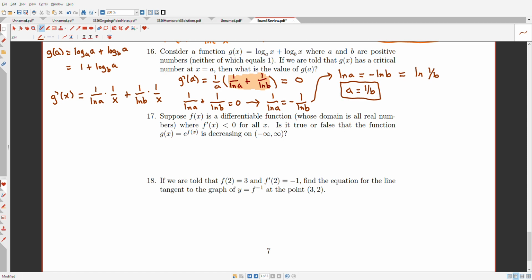And so I'm going to highlight this in a different color. I'm going to go back, maybe highlight it in green. A equals 1 over b, which means I can plug that in right over here when I plugged in g of a. So when I plug that in for g of a, I get that g of a equals 1 plus log base b of 1 over b.